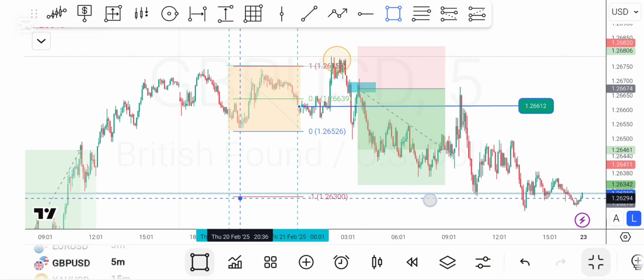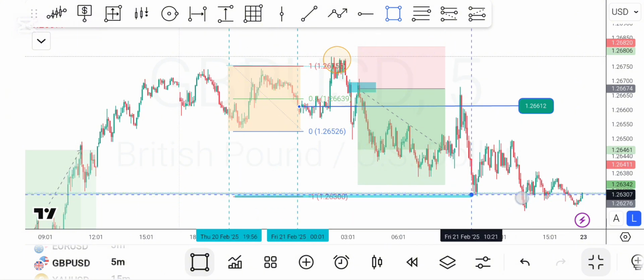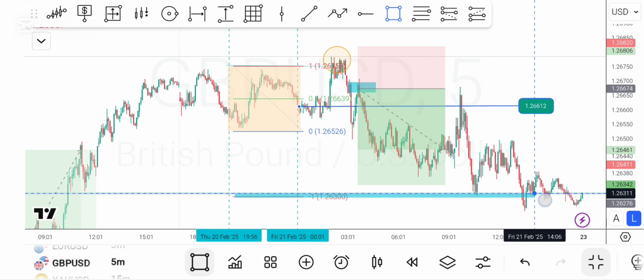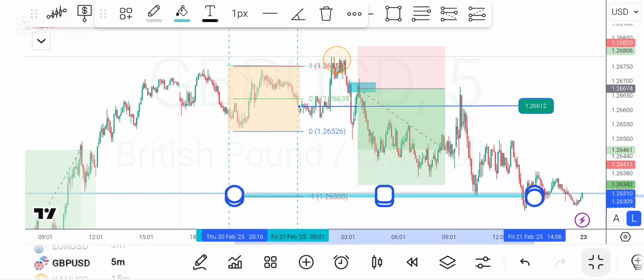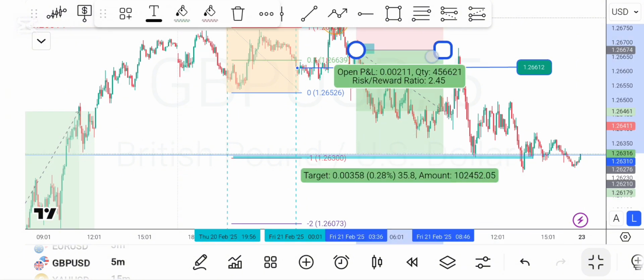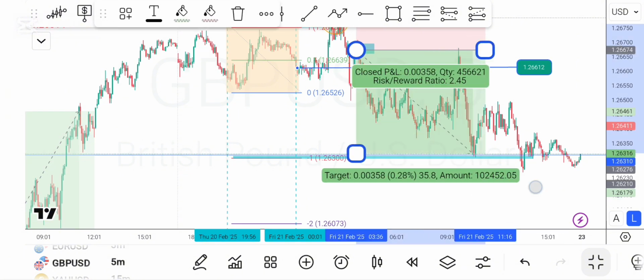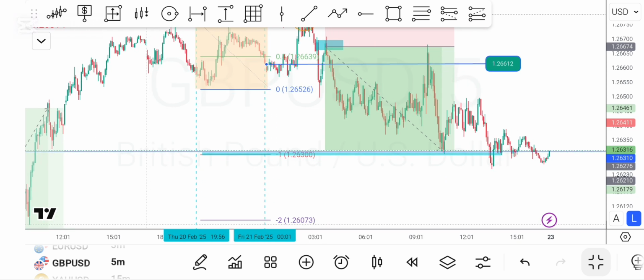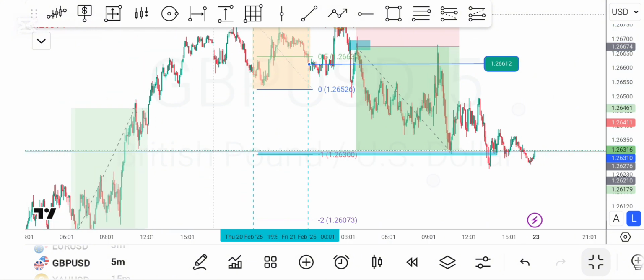When you do that, it's going to give you one standard deviation, and if you study correctly, one standard deviation was hit at what? 1.26300, right? Which is actually a round number, and that was a beautiful trade right here for Friday. Look at how the market hit one standard deviation and stayed there and closed for the day. So this is actually 35 pips, right? Which is a very, very good trade.